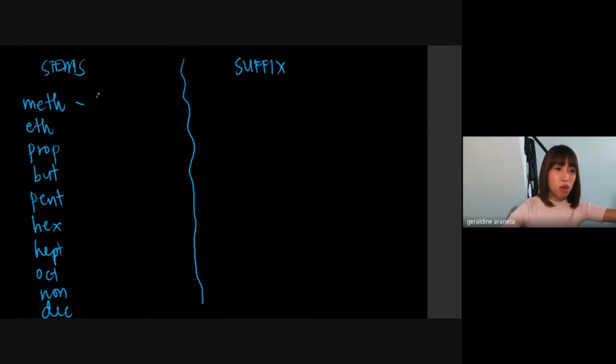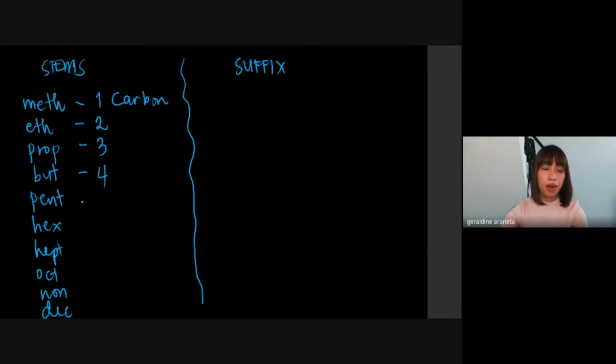Okay, so ano yung ibig sabihin ng mga stems na to? If there is one carbon or nakakita kayo ng isang carbon dun sa kanyang structure, it will start with meth. Kapag naman dalawang carbon, it will start with eth. Prop kapag tatlo, but kapag 4, pent kapag 5, hex 6, hep 7, oct 8, non 9, dec is 10. Okay, so ini-indicate niya lang kung ilan yung carbon dun sa ating structure.